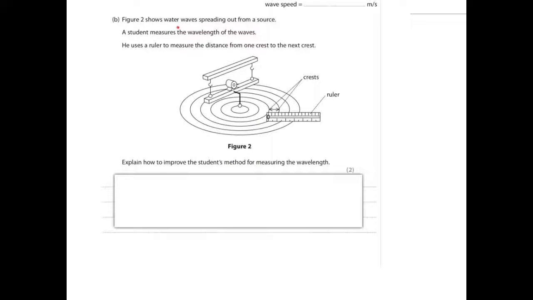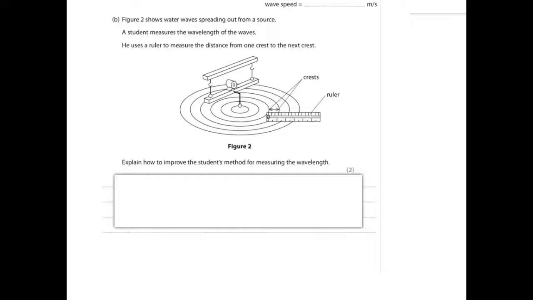Figure 2 shows water waves spreading out from a source. A student measures the wavelength of the waves. He uses a ruler to measure the distance from one crest to the next. So this is the crest and they're measuring a distance. Now that's going to be quite difficult. If you can imagine, the waves are going to vary a little bit. It's going to be tough to measure one wave only.